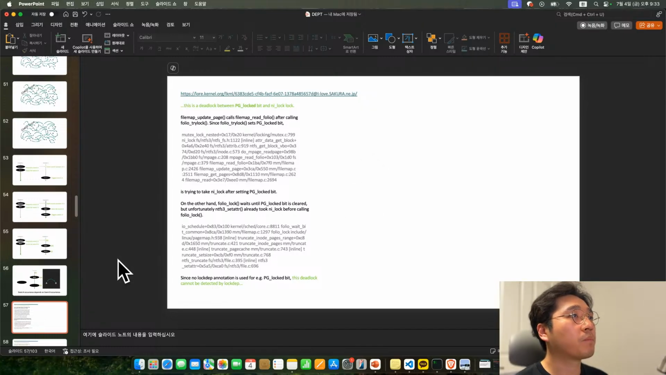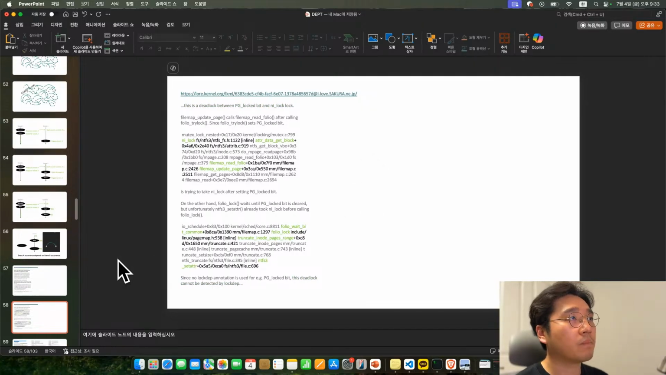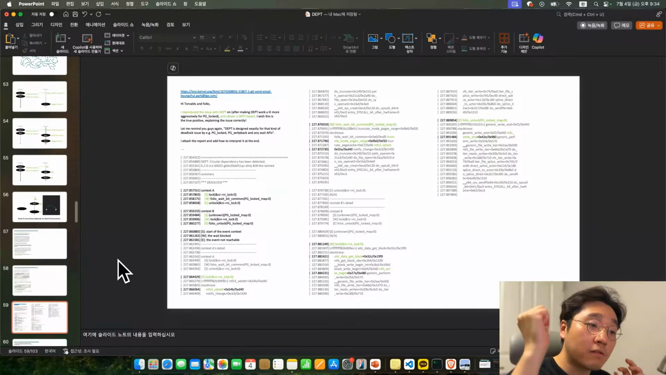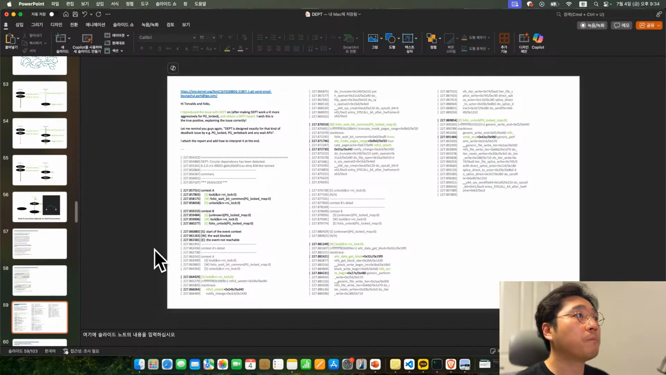So, right. But DEPT defines how it can find the deadlock situation from the circular dependency. So we can find the deadlock situation for the wait bit, right? Deadlock is waiting for some event, right?